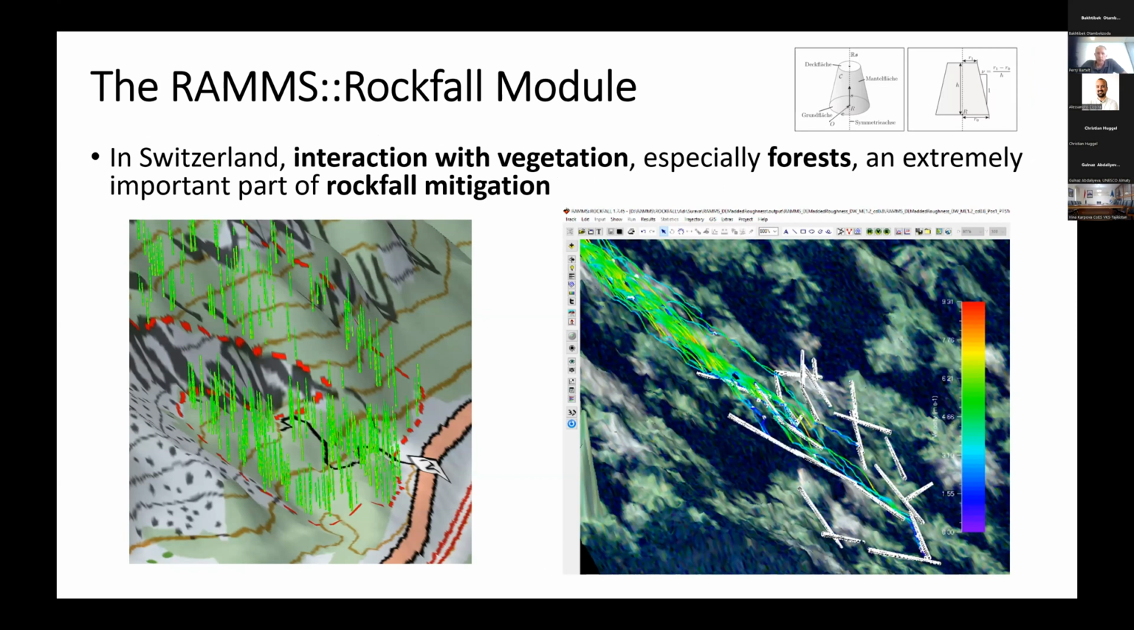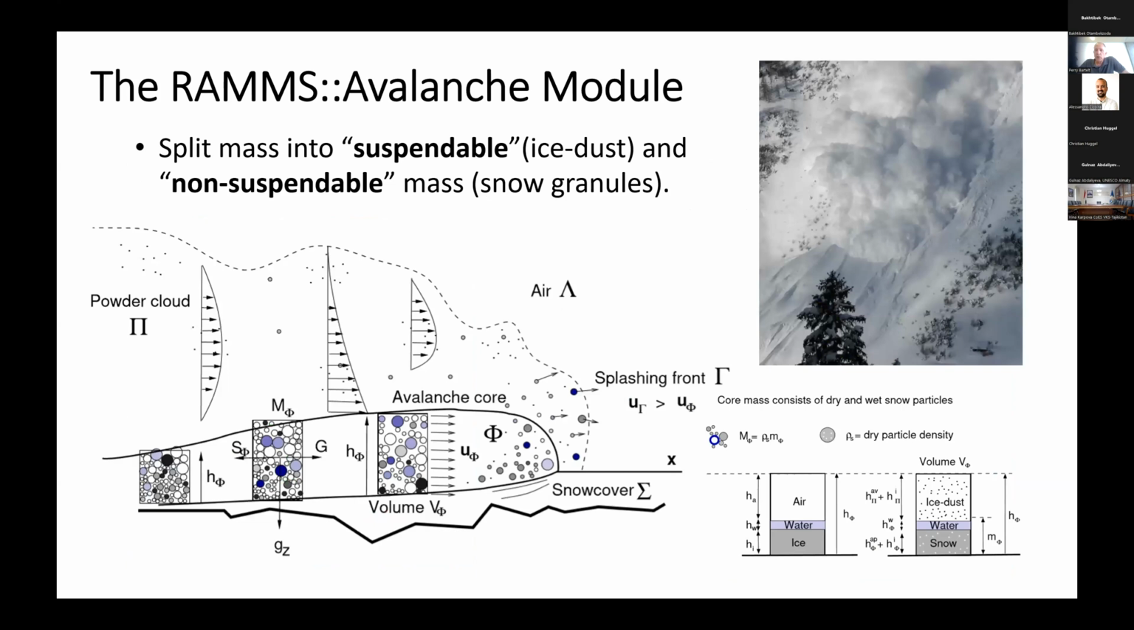This is a big problem in Switzerland, and this is perhaps a little bit different from the other modules, in that we have to get very detailed information about the forest. So going on to the next module, we're going to take a jump now. We're going to the flow model.